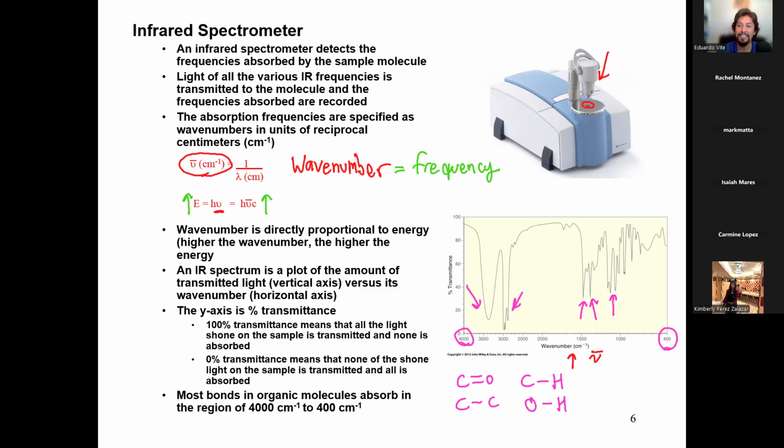So the x-axis is the wave number of the vibration. In other words, how strong is that bond? How strong is your bond? If you have a strong bond, you need more energy to vibrate it. So your wave number is going to be higher. Does that make sense? The x-axis measures bond strength. We should write that down somewhere. I'm gonna use orange. X-axis equals bond strength.